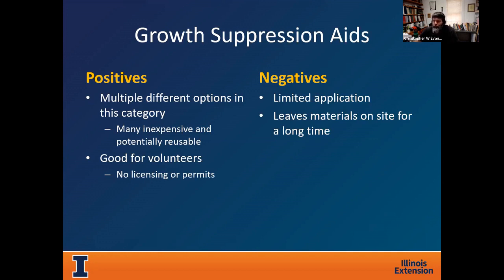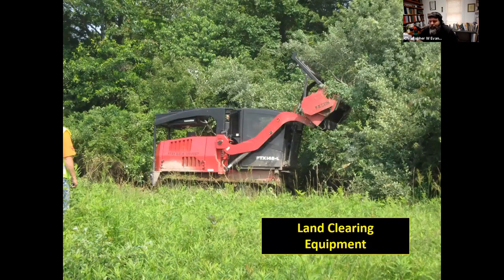Sticking with just mechanical control, the next is land clearing equipment. We go from the basic ones all the way up to the kind of extreme one, which is forestry mulchers like this. Different ones are used in different ways, but they all share the thing that they're using mechanical damage or removal of the above ground portions of sometimes even larger woody invasives.